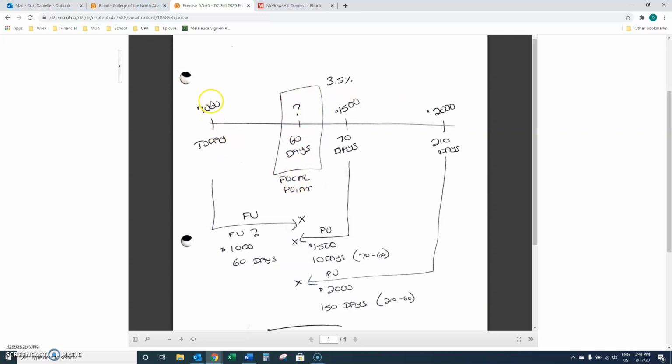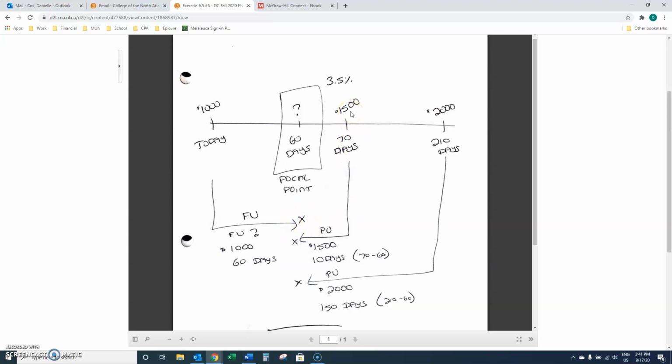Then we have $1,000 due today. I need to find out the value of that $1,000 60 days from now, so I'm looking for the future value. I need to calculate the future value of that $1,000 60 days into the future, and then the value that I get I can put here.